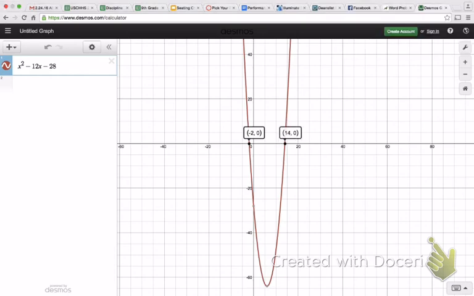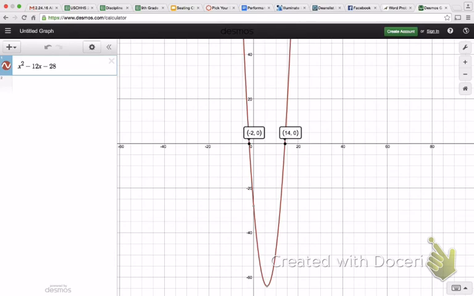Then you're going to click on the x-axis, which is where it hits the x-axis here and there. Those are going to be your x-intercepts. And these 2 numbers that show up, the negative 2 and the 14, are the solutions to your quadratic equation. So one more time, negative 2 and 14 are the solutions for your quadratic. So this is just to verify.